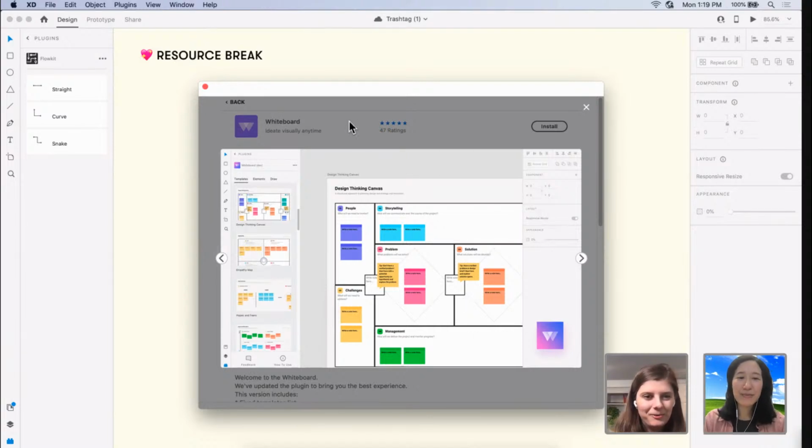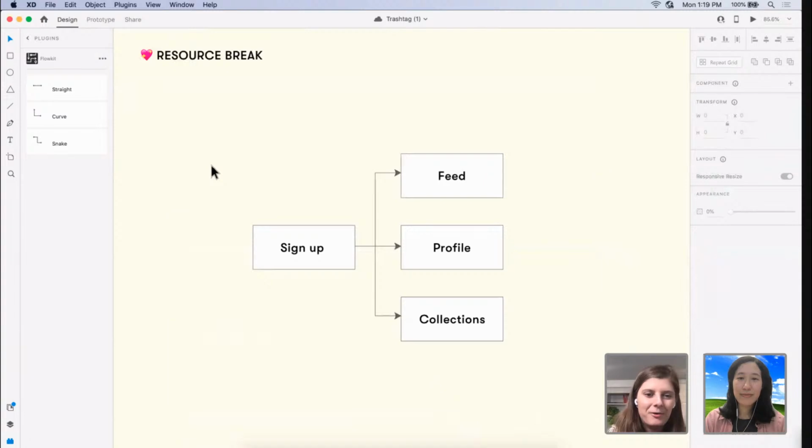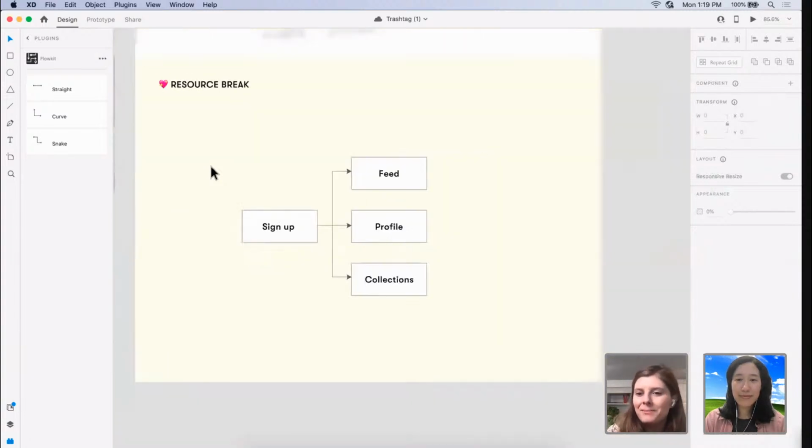Totally. So we just had a little resource break. So now, once you do this, what is your next step in your process?